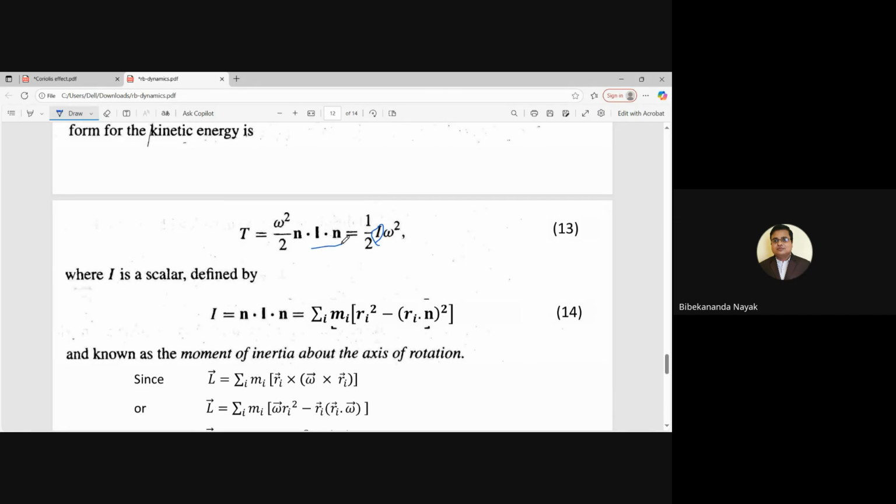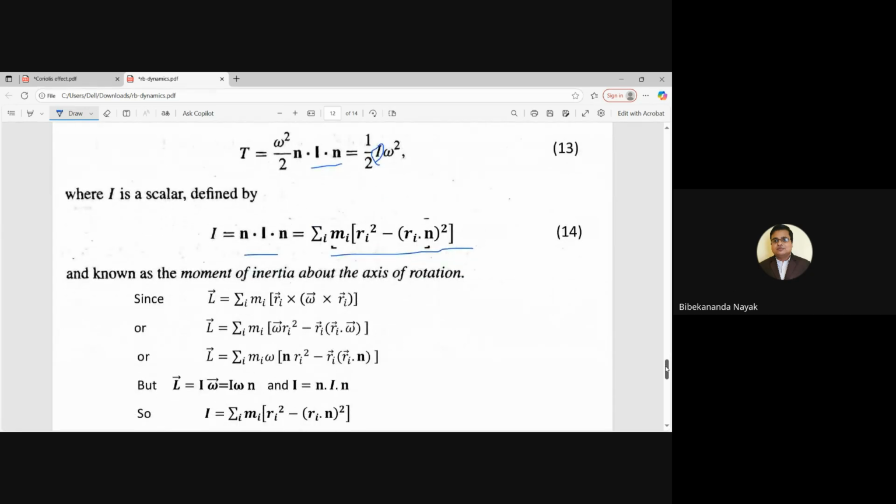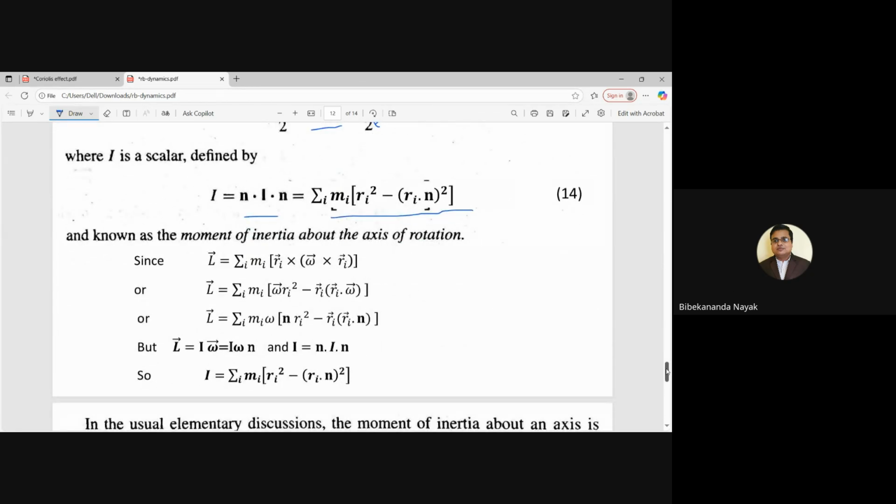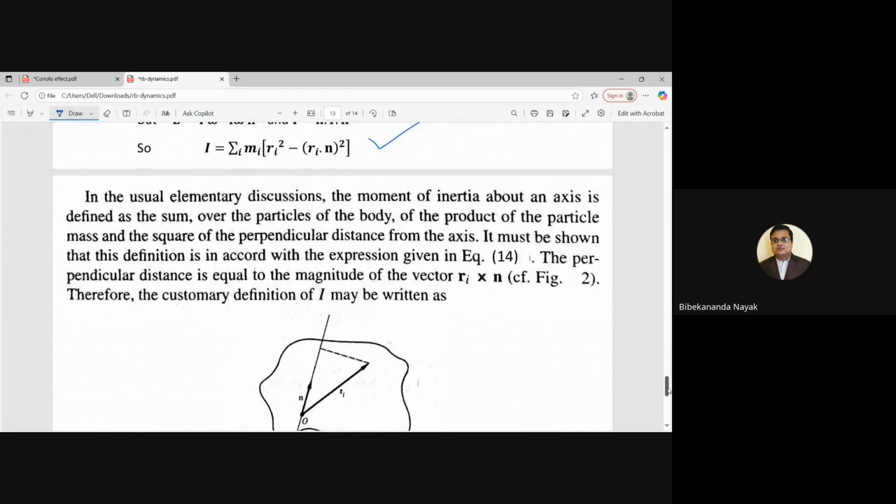The moment of inertia I is a scalar quantity whose formula is n I n. Converting to coordinates, it is sum of mi times (ri square minus (ri dot n cap) square), known as the moment of inertia about an axis of rotation. This is the formula for moment of inertia about an axis of rotation. Since L is equal to I omega, we know this formula, so comparing, I can write I is equal to this. Here is what we got. Okay, this is the moment of inertia formula.